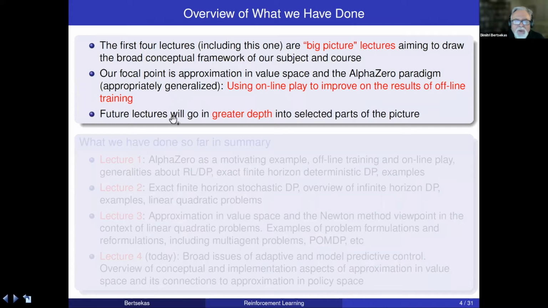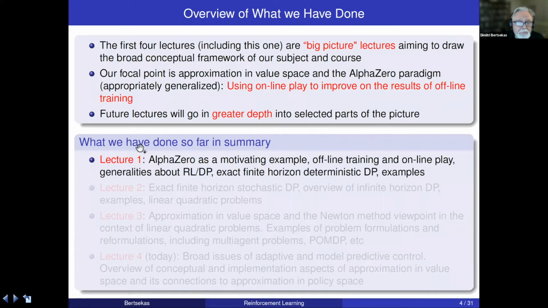Now, future lectures are going to go into greater depth in selected parts of the big picture. So let's summarize our lectures. In lecture 1, we introduced alpha 0 as a motivating example, the offline training and online play portions, various generalities about reinforcement learning and its connection to dynamic programming. We developed the exact dynamic programming for finite horizon deterministic problems, and we also gave a couple of examples.